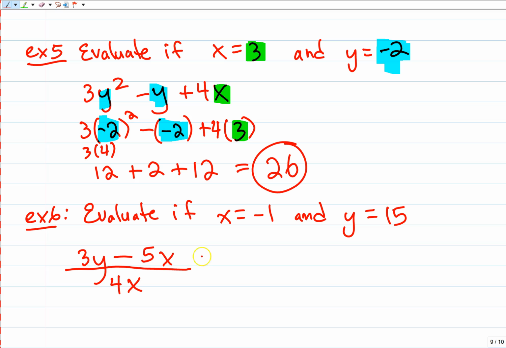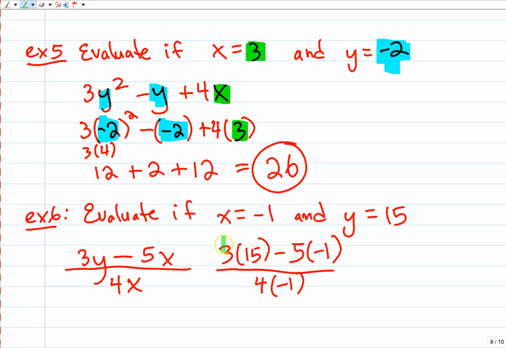Last one, 3 times y. 3 times our y is 15. Minus 5 times x. X is negative 1. Over 4 times x, 4 times negative 1. Everywhere there's an x, we put a negative 1. Everywhere there's a y, we put a 15.